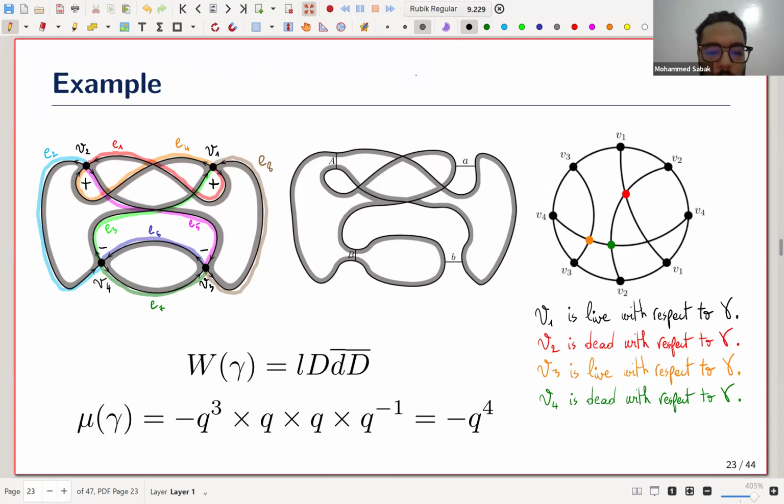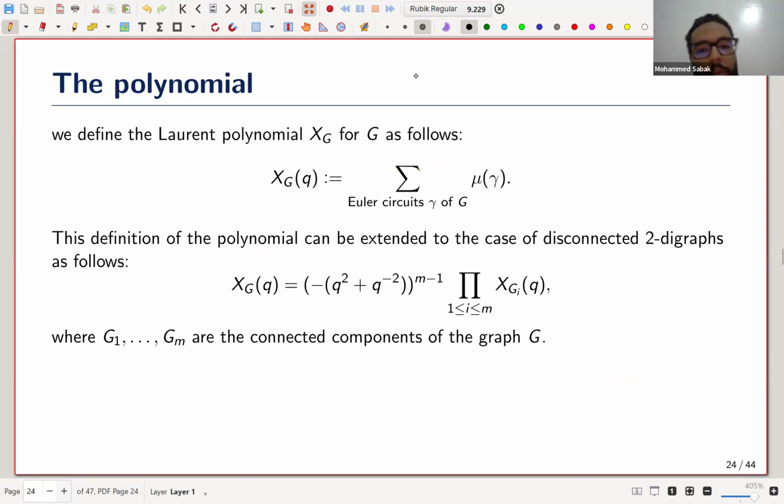So here for little l, we have minus q to the power of 3. For d, we have q. For d bar, we have q. And for capital D bar, we have q minus 1. So the weight of this Euler circuit gamma is minus q to the power of 4. Okay, so now we will define the polynomial. The polynomial x associated to G, in the determinant q, is just the sum over all Euler circuits of the weights.